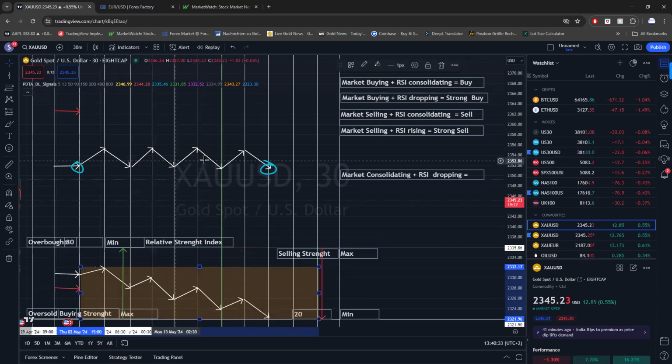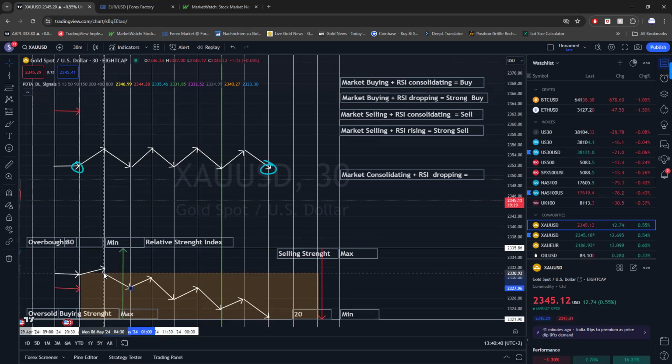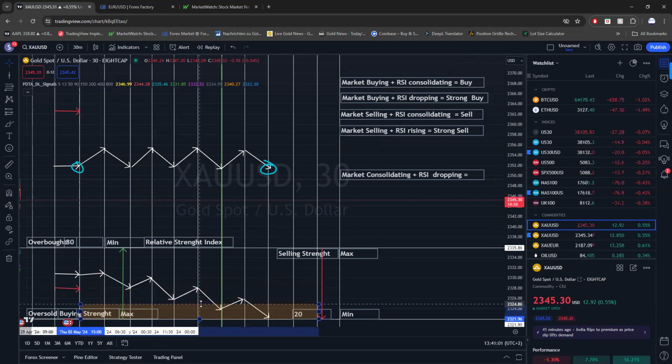The market is consolidating, and this is the amount of people that were, let's adjust this to here. This is the amount of people, market consolidating, RSI dropping. This is the amount of people that could sell. So selling strength, should we sell? The market is consolidating and our selling strength is reducing. Would you sell? If the market is consolidating and your selling strength is reducing almost to zero, would you sell?